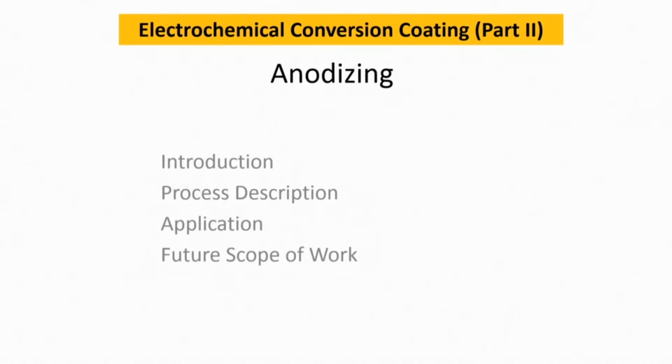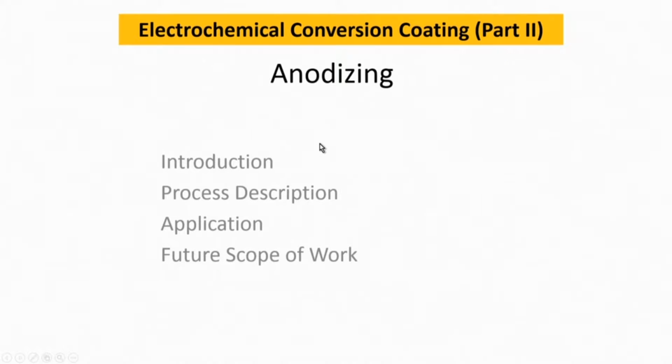Hello, in this talk we will discuss electrochemical conversion coating. Electrochemical conversion coating deals with those techniques where you use electrochemical means to form a compound layer on the surface of metallic materials. Among all electrochemical conversion coatings, anodizing is very popular.